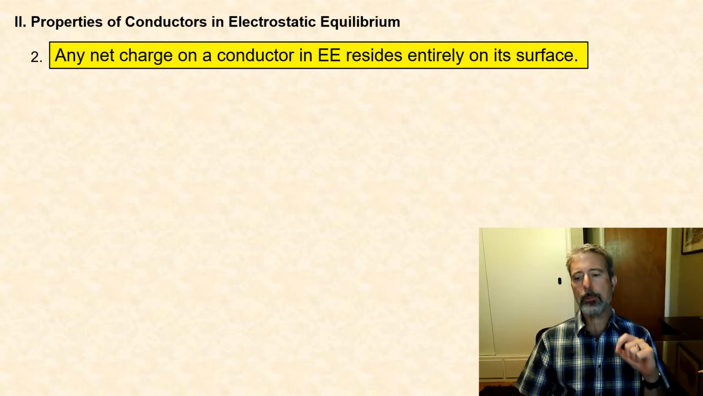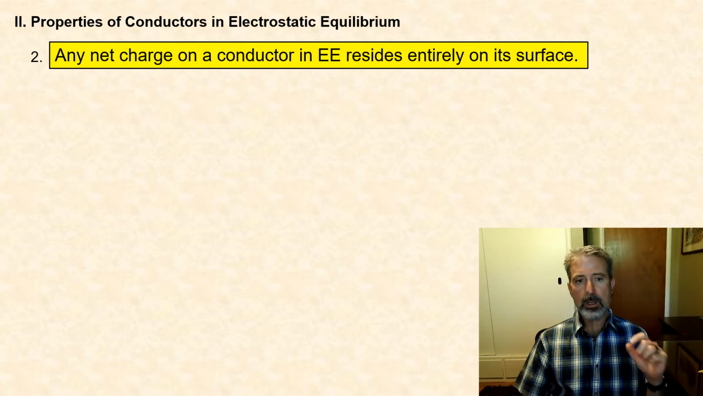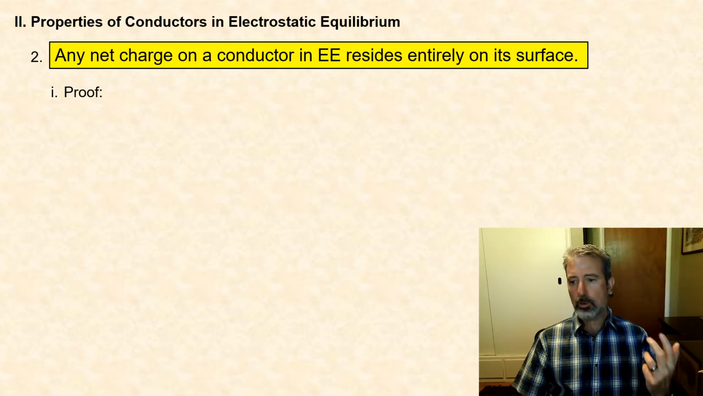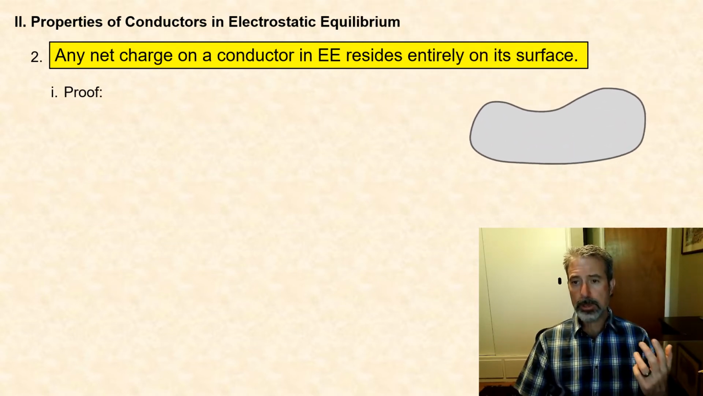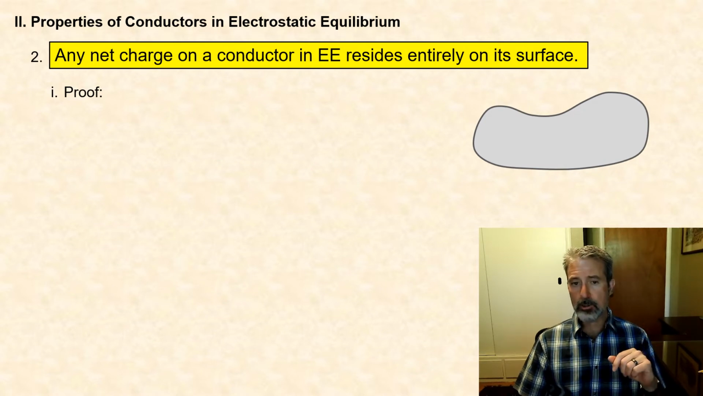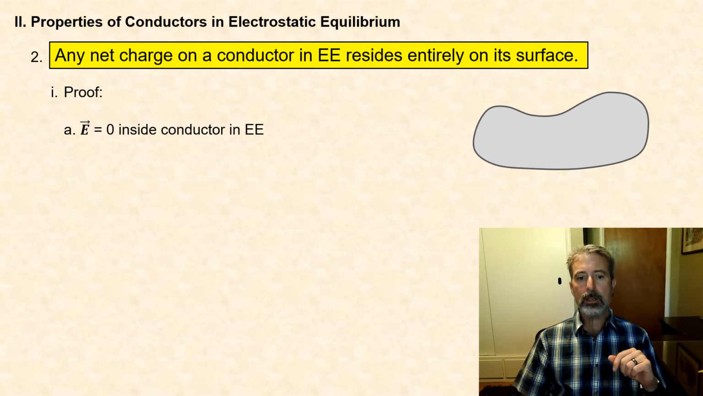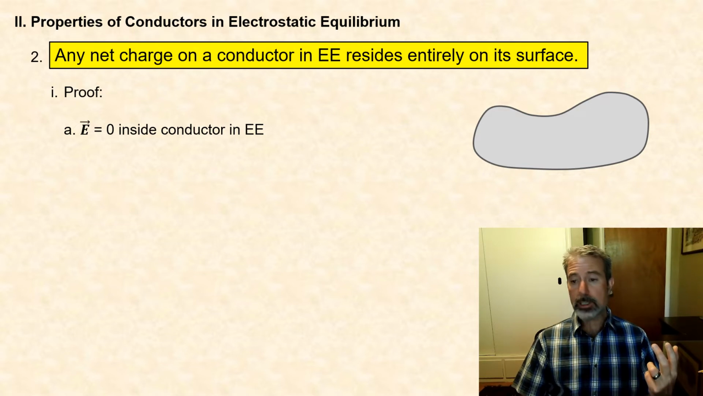The second property applying to conductors in electrostatic equilibrium is this: any net charge on a conductor in electrostatic equilibrium resides entirely on its outer surface. So let's give a brief proof of this. Assuming that we have a conductor in electrostatic equilibrium, we've proven that the electric field must be zero inside that conductor in electrostatic equilibrium.